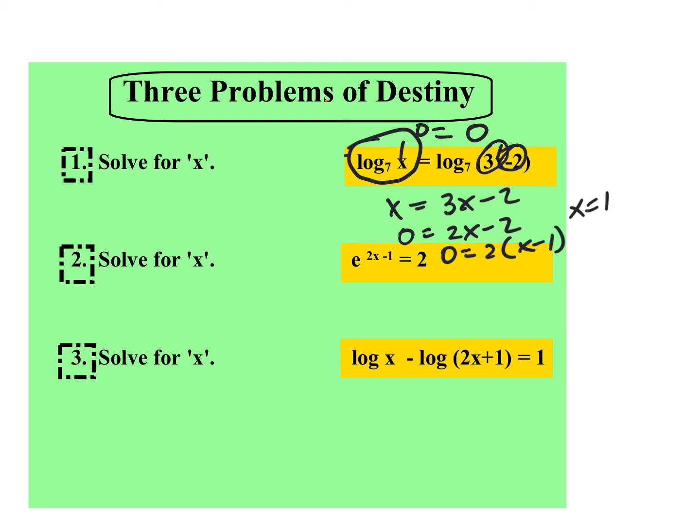Did anybody find a different answer for it? Did anybody else notice that you could factor it?